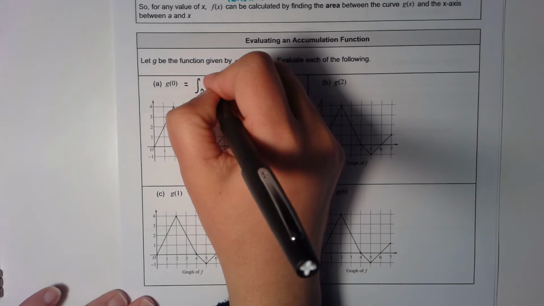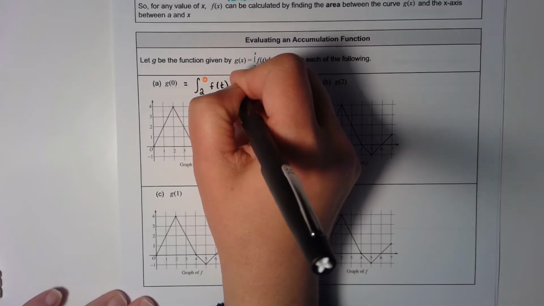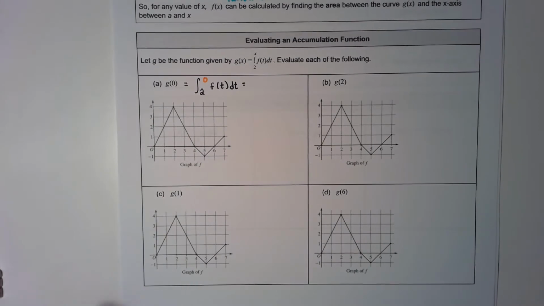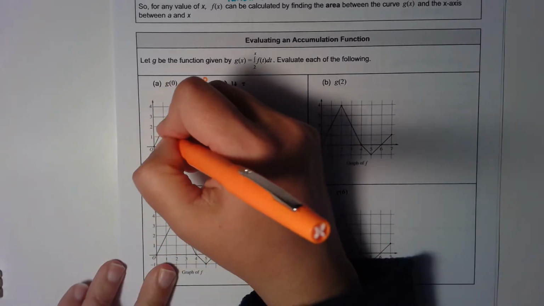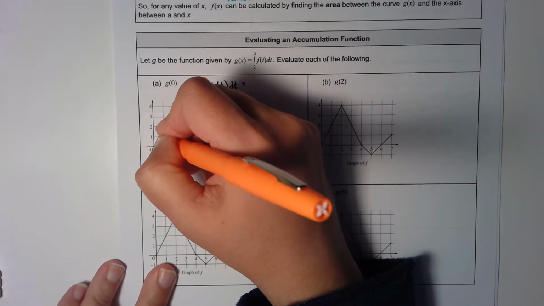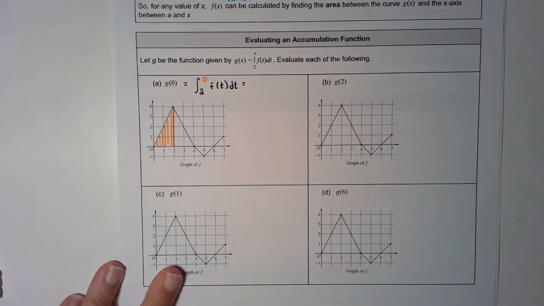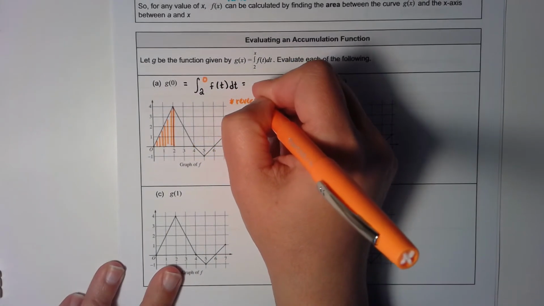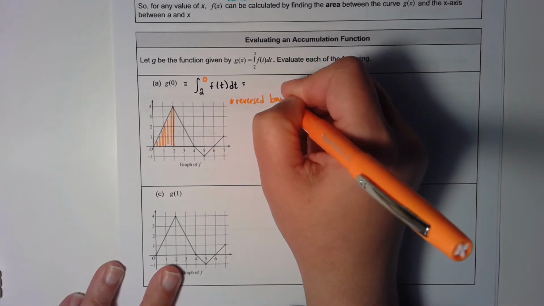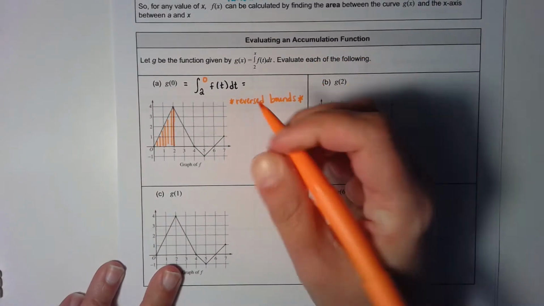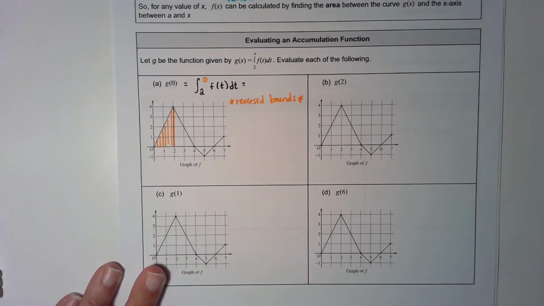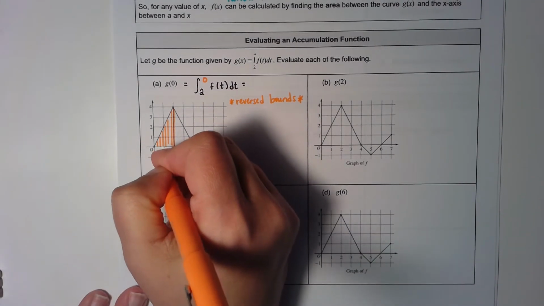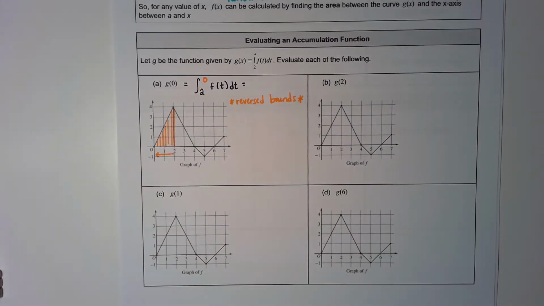of f of t dt. Now, in order to find an integral, we need to remember that that means find the area between 2 and 0. Now, between 2 and 0 would be this area on the graph. But the other thing we need to remember is that the bounds here are in the wrong order. You'll notice that in this problem, the lower number is on the top and the higher number is on the bottom, which means we're going to the left. We're going from 2 to 0 instead of from 0 to 2.